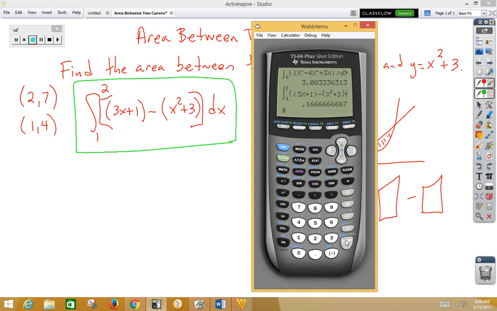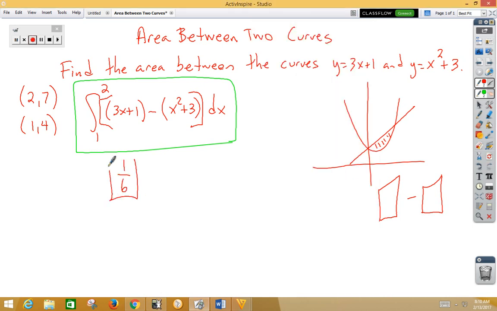We go ahead and do that. We get 1.6666 repeating, and that looks somewhat familiar, so let's do Math 1 and see if we can get that as a fraction. Sure enough, that's 1/6. So 1/6 would be the area.